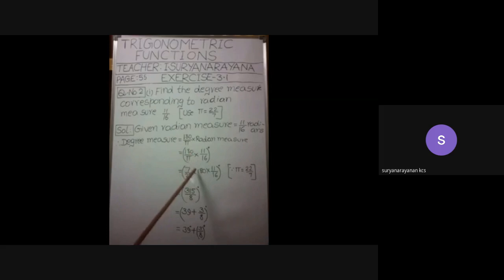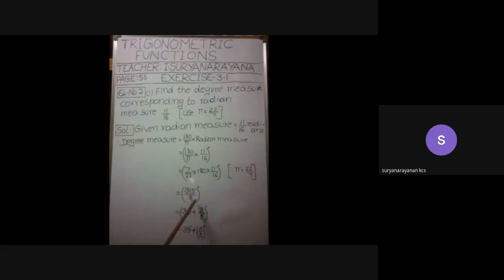Understood this part, my dear children? Right. Into 11 by 16 degrees. Understood this step? Right. That is equal to, after cancellation, we get in the numerator 315 by, in the denominator, 8 degrees: 315 by 8 degrees. But we don't stop at this step, my dear children. We have to go further in the degree measure. In the degree measure, you know, degrees, minutes and seconds also there. So we have to convert this angle further into those units also.